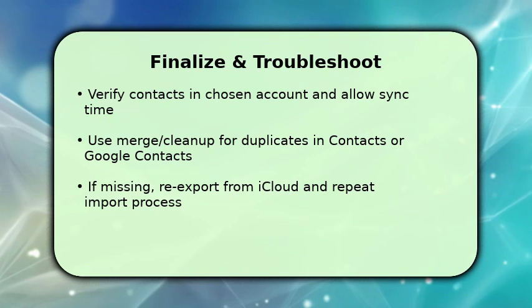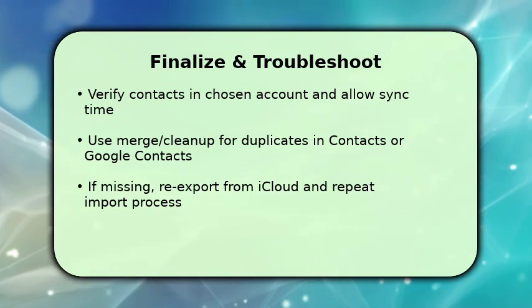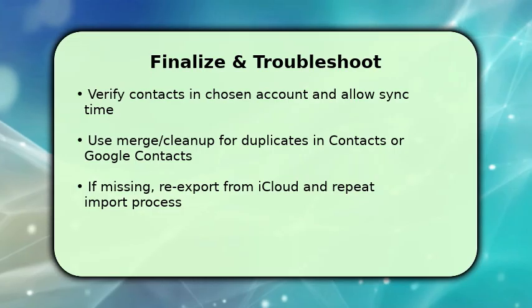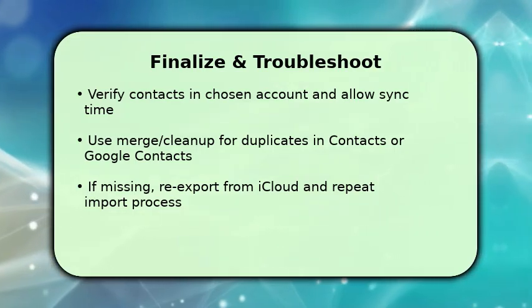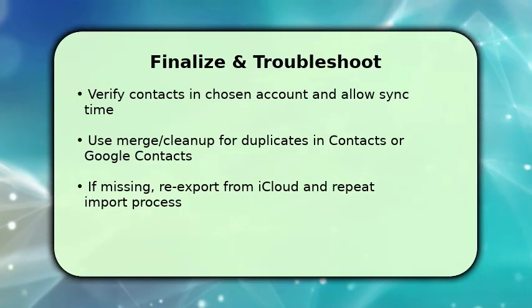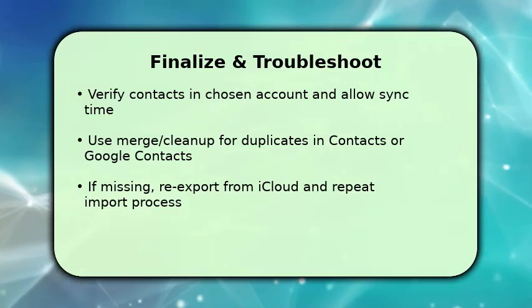Finish by letting the chosen account sync fully. Some entries appear after a minute or two. Open Google Contacts or the Contacts app to verify fields, photos, and labels. If duplicates appear, use the app's merge or cleanup tool to tidy records.